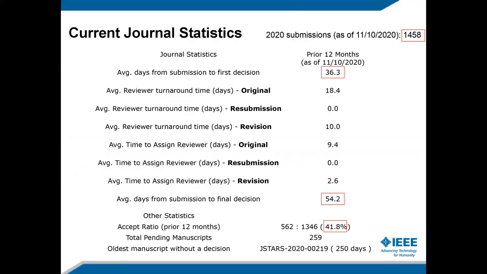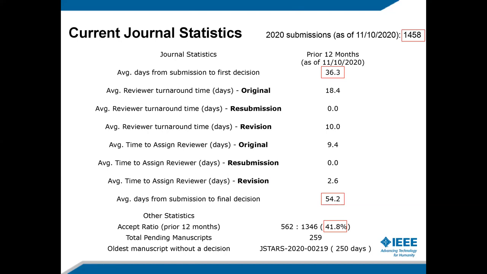So first of all, I'm going to introduce a little bit of the statistics of JSTARS. Right now, as you know, we are fully open access this year. These are the statistics. We have around 36 days from the submission to the first decision. I think it's quite good now with this number. And the final decision is 54 days, okay?